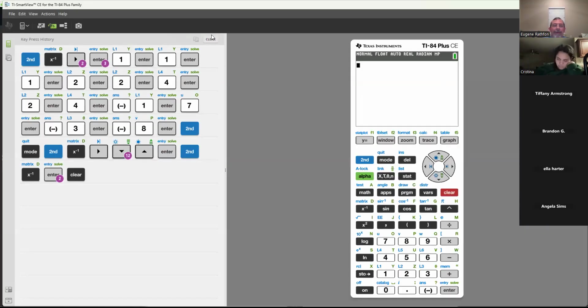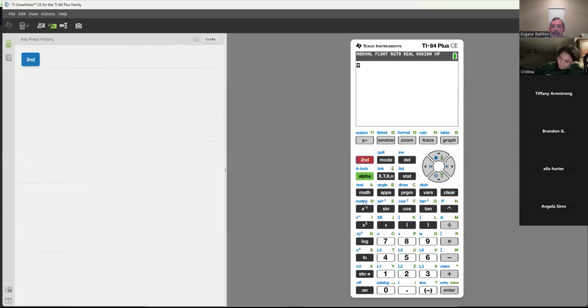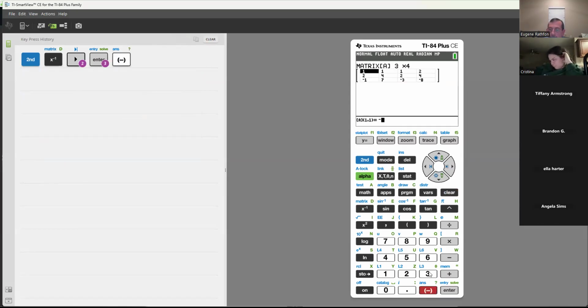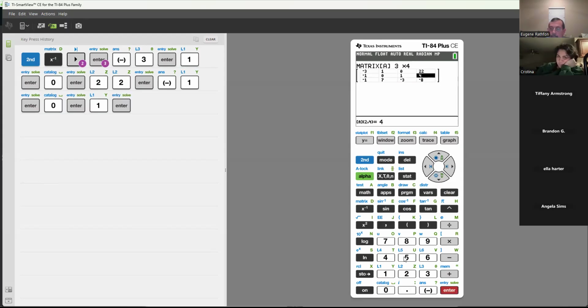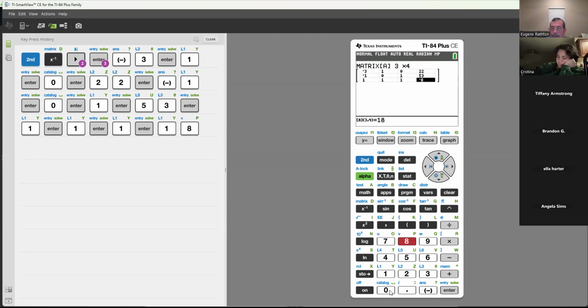All right, let me clear everything off here. Second, matrix, edit, enter, that's a 3x4 still. This one had negative 3a, 1b, 0c equals 22. Negative 1a, 0b, 1c equals 53. And that last row you gave me, 1, 1, 1 equals 180. And enter. All right, I'm going to quit that screen.